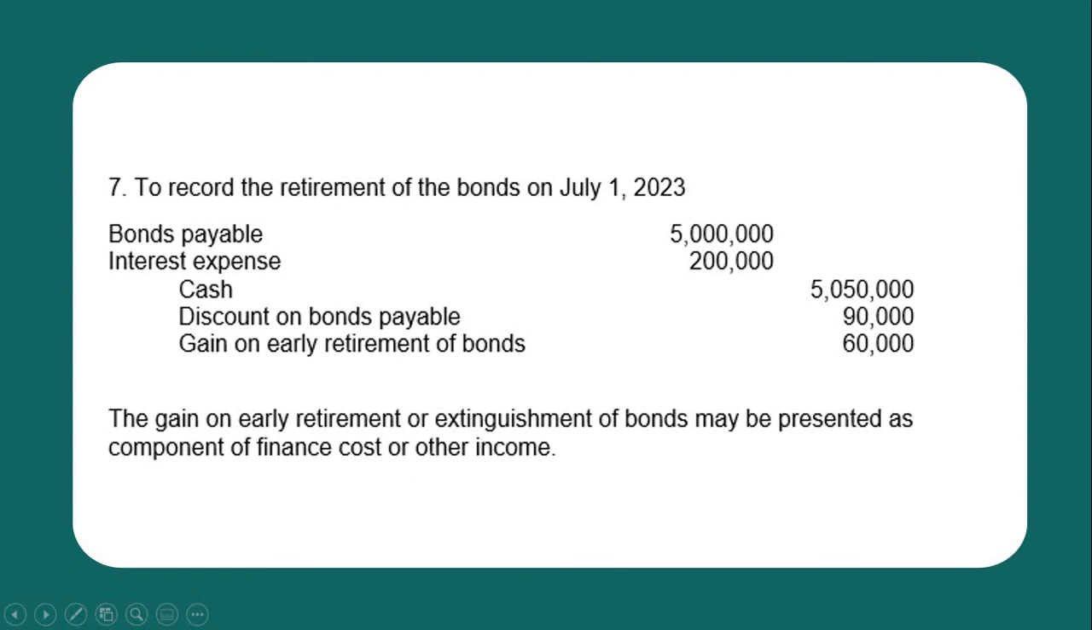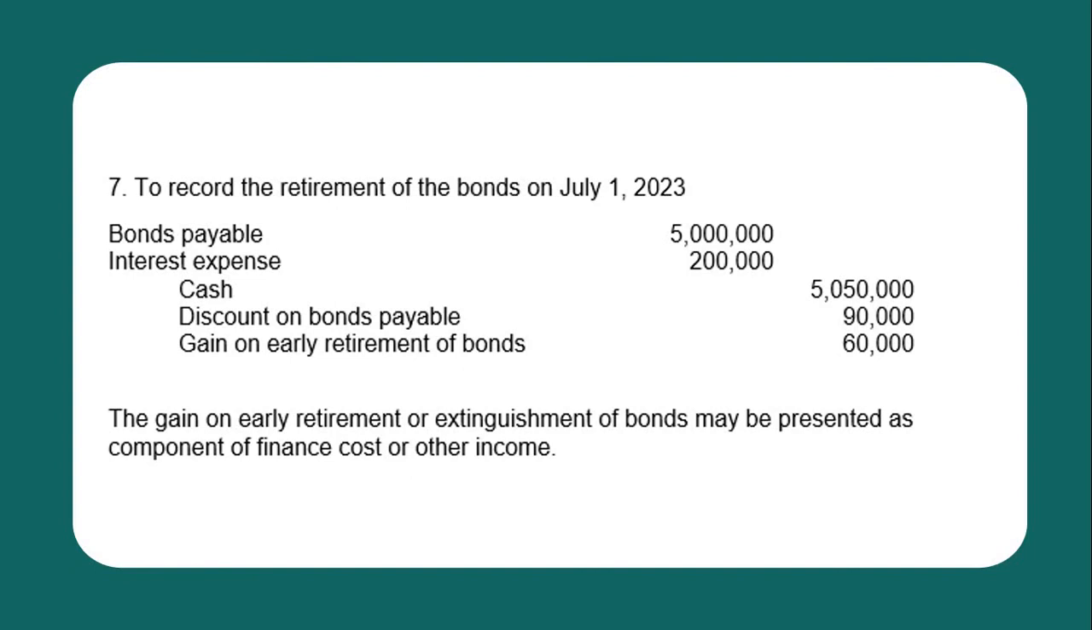Now, the gain on early retirement of bonds, 60,000, will be presented as a component of the finance cost or other income in the income statement. Okay, so appear siya sa income statement. Okay, so that is the process of retiring bonds prior to its maturity date.